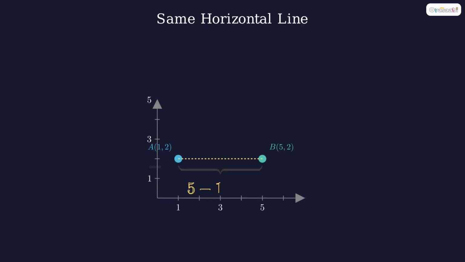Here are points A and B on the same horizontal line. The horizontal distance is x2 minus x1. That's 5 minus 1, which equals 4 units.